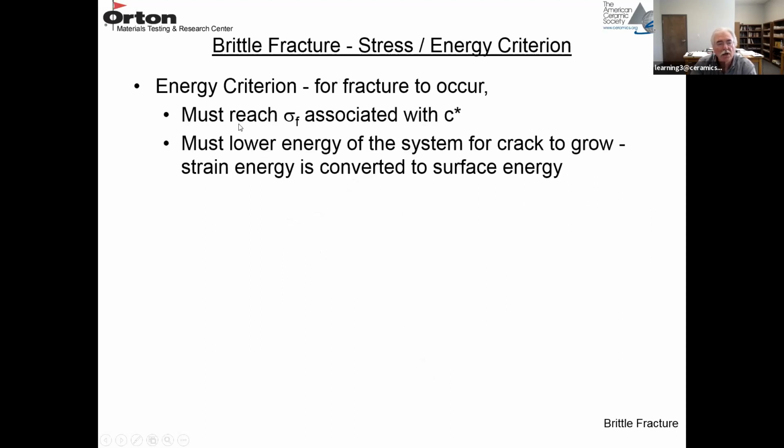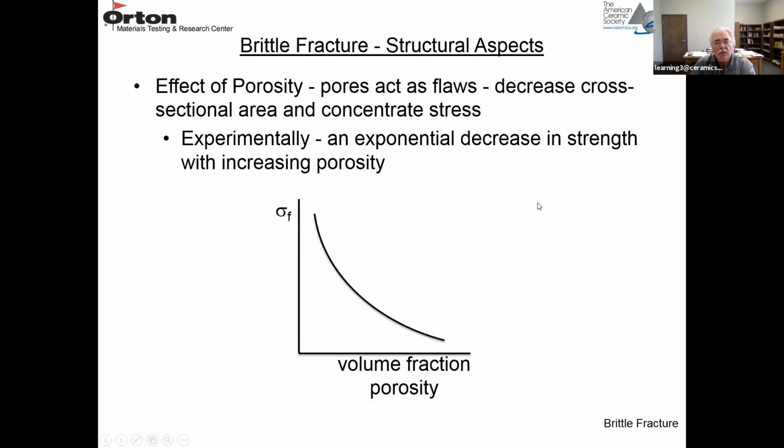So for fracture to occur, you must reach a stress big enough to propagate a crack, the critical crack that's in the material, C star. The energy of the system is lowered when the crack grows. The strain energy is then converted to fracture surface energy. So that's how refractories and brittle ceramics fail. The strength is much lower than the theoretical strength because flaws are present.